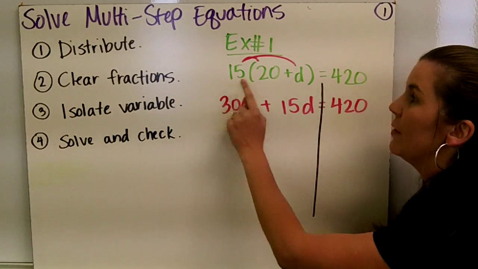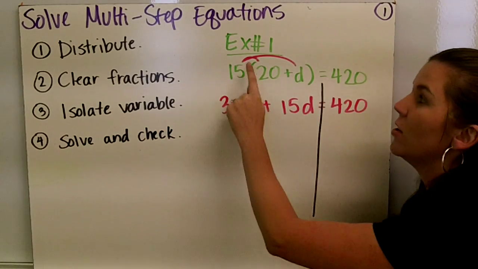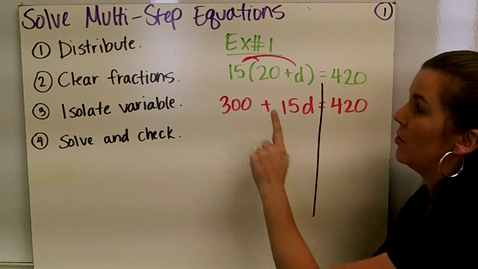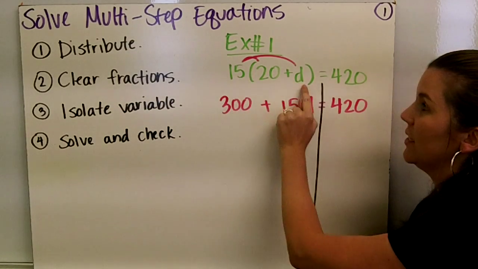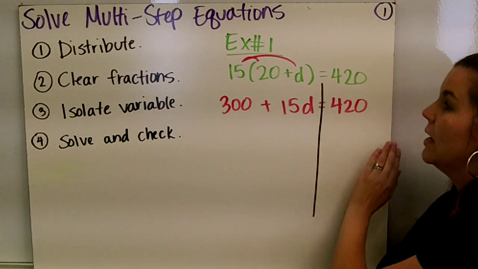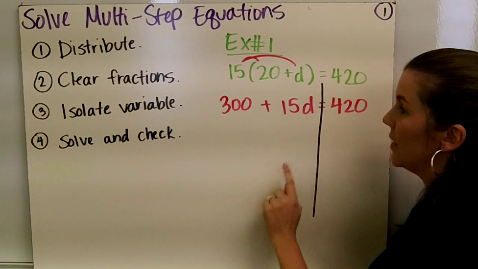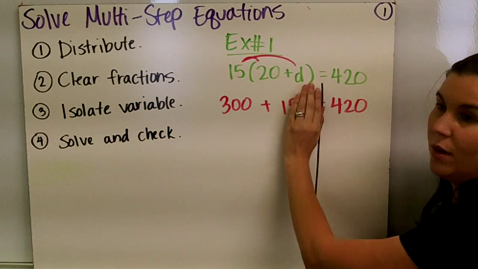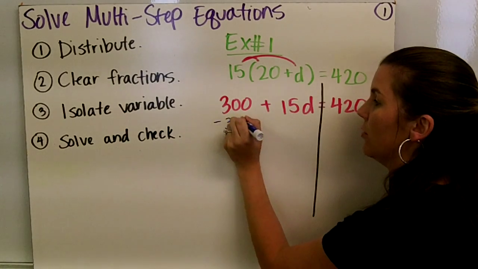Example number 1. 15 times the quantity 20 plus d equals 420. You can see I've already drawn where you're going to distribute. So you say 15 times 20 is 300, and 15 times d is 15d. The rest carries down. Now, there aren't any fractions, so we can skip step 2. Isolate the variable. Here's d, cover it up. You need to get rid of 300.